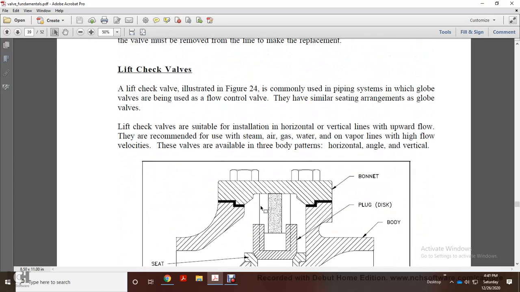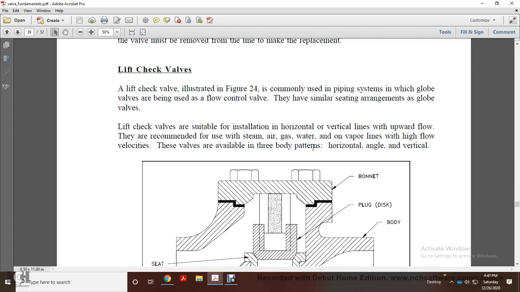Alright, your lift check valve. The lift check valve illustrated in figure 24 is commonly used with piping systems and globe valves being used as the flow control valve. They have similar seating arrangements as the globe valves. Lift check valves are suitable for installation in horizontal and vertical lines with upward flow. They are recommended for use with steam, air, gas, water, and vapor lines with high flow velocities.